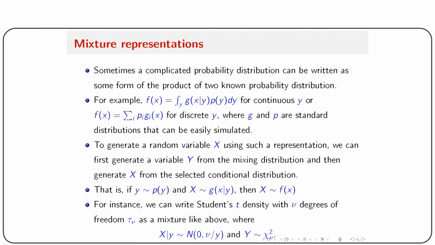For instance, we can write the student t density with v degrees of freedom, t_v, as a mixture like above, where x given y is normal with mean 0 and variance v by y, and y follows chi-square with v degrees of freedom.